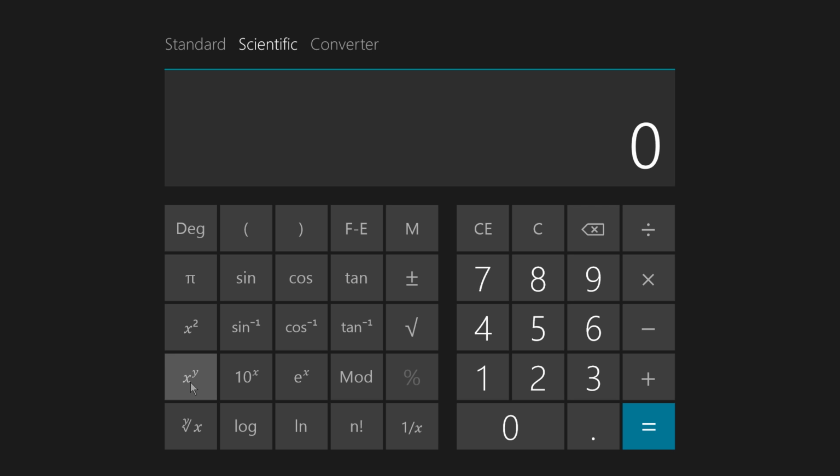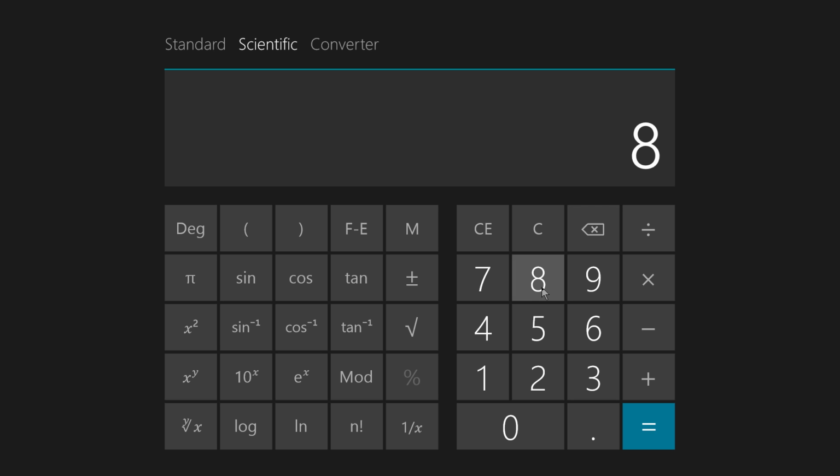Just as we can take any number to the power of any other number, and by the way, this y here can be an irrational number. It doesn't even have to be a rational number. So it can be something like e or pi or the square root of 10, anything like that. The yth root of x.